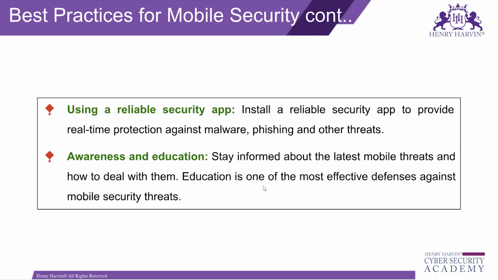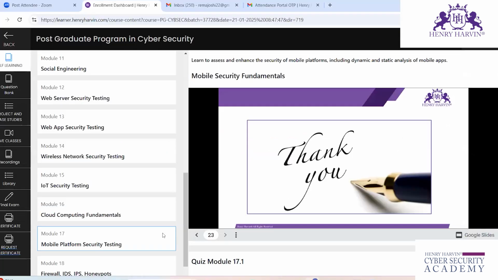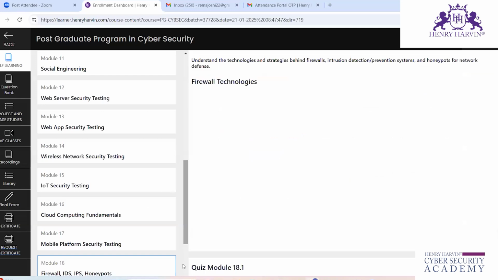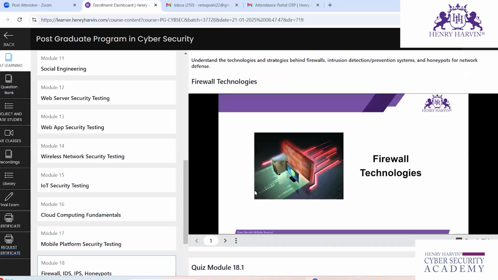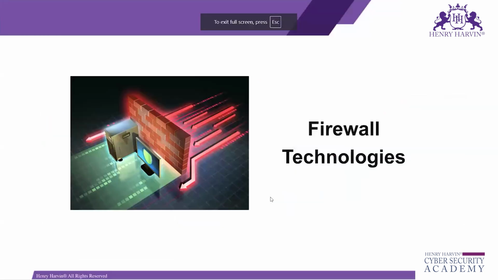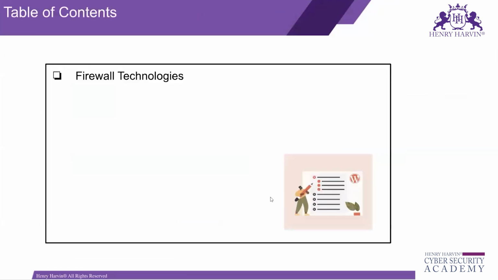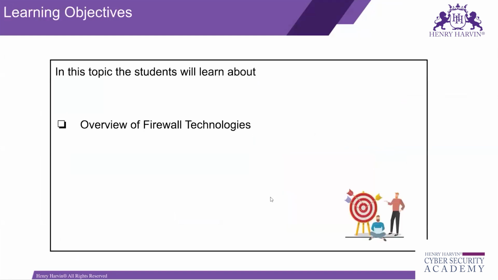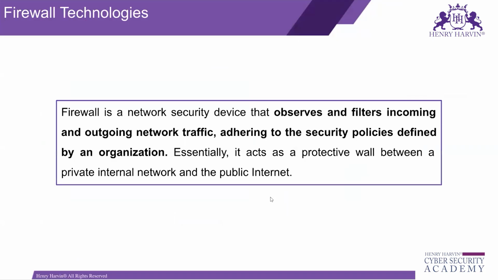Now awareness and education when I am talking. Now I am talking about the firewall and all. When you are talking about the firewall, you can see here. Firewall is a device which is allowing and denying the incoming and outgoing traffic. Now, firewall technologies. Overview of firewall technology. Firewall is a network device that observes and filters incoming and outgoing network traffic, adhering to the security policies.